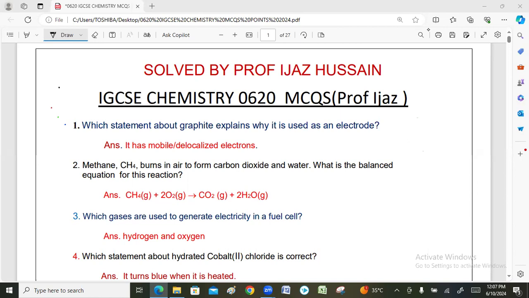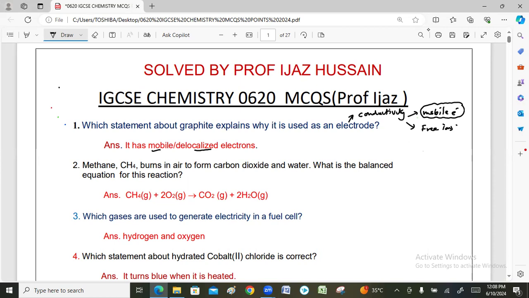Which statement about graphite explains why it is used as an electrode? If something is used as an electrode, it must be a good conductor of electricity. So conductivity is the reason. For conductivity, the substance must contain either delocalized or mobile electrons, or free ions. Graphite is a solid, so it contains mobile or delocalized electrons.